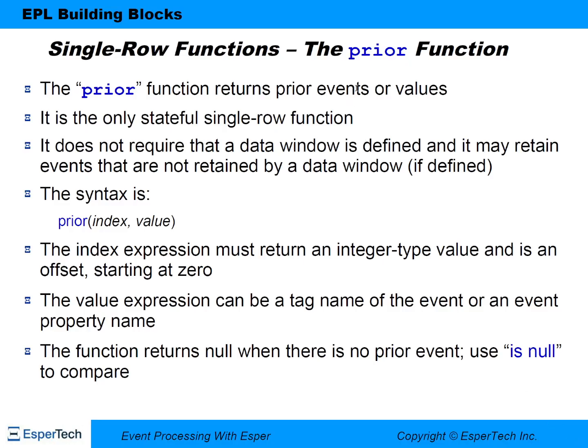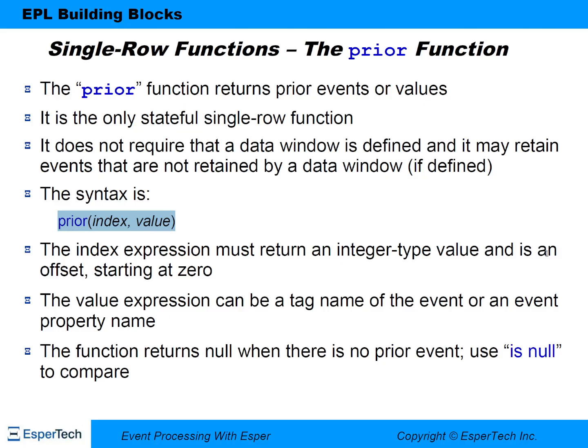The prior single row function returns prior events or values. The prior function is the only stateful single row function. It does not require that a data window is defined, and it may retain events that are not also retained in a data window if defined. The syntax is prior(index, value).